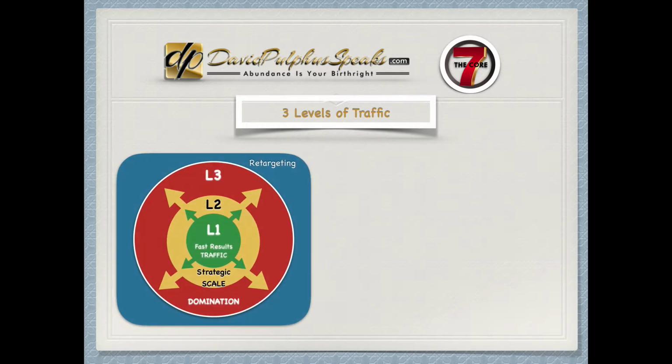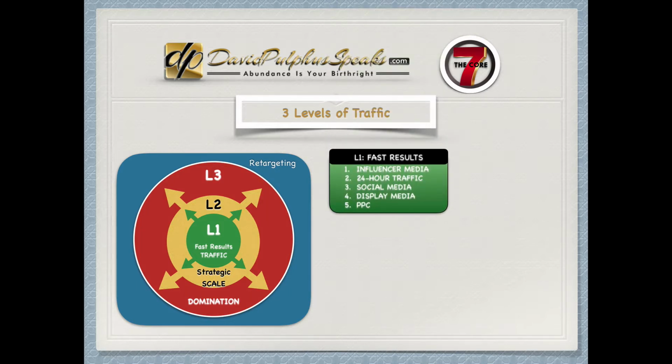We have our fast results traffic, we have our strategic scale, and we have our domination. Let's break them down really quickly. I don't want to get too in depth with this because there's so much to it. I just want to give you a quick overview. Basically, our fast traffic becomes the nucleus of our whole blueprint.